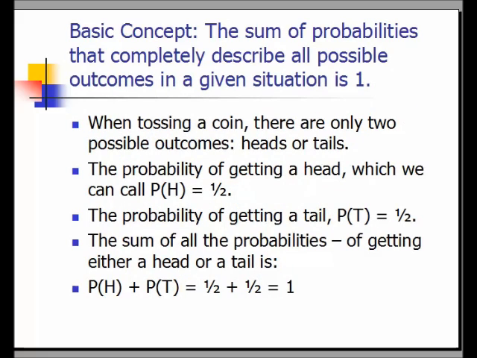Basic concept: the sum of probabilities that completely describe all possible outcomes in a given situation is 1. When tossing a coin, there are only 2 possible outcomes, heads or tails. The probability of getting a head, which we call P of h, equals 1/2. The probability of getting a tail, P of t, equals 1/2 also. The sum of all probabilities of getting either a head or a tail is P of h plus P of t, which equals 1/2 plus 1/2, and that sums to 1.